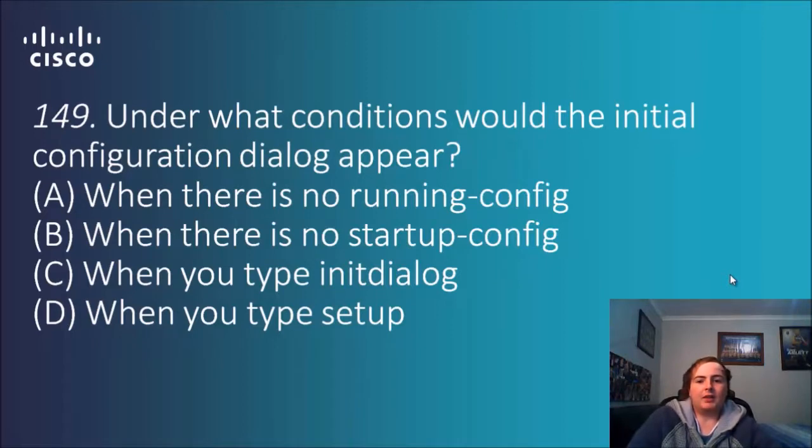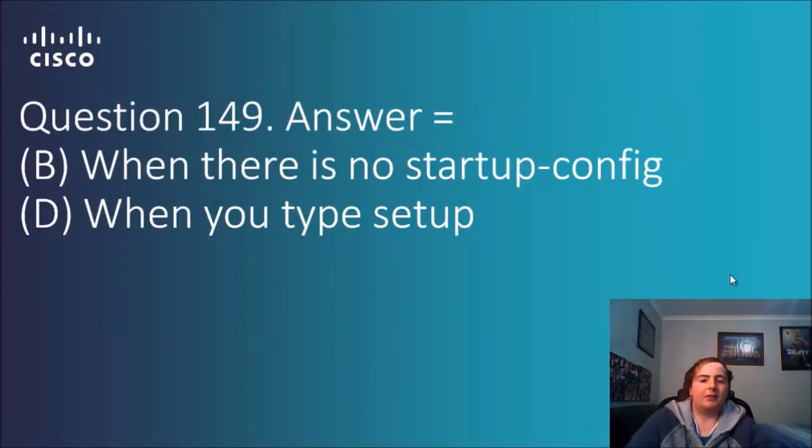149, under what conditions would the initial configuration dialog appear? When there is no running config, when there is no startup config, when you type init dialog, when you type setup. It's not the bottom two, I can tell you that just by knowing. Essentially, the running config is obviously what is running at the time, and the router will go off what's in the startup config. So the answer will be B, when there is no startup config.